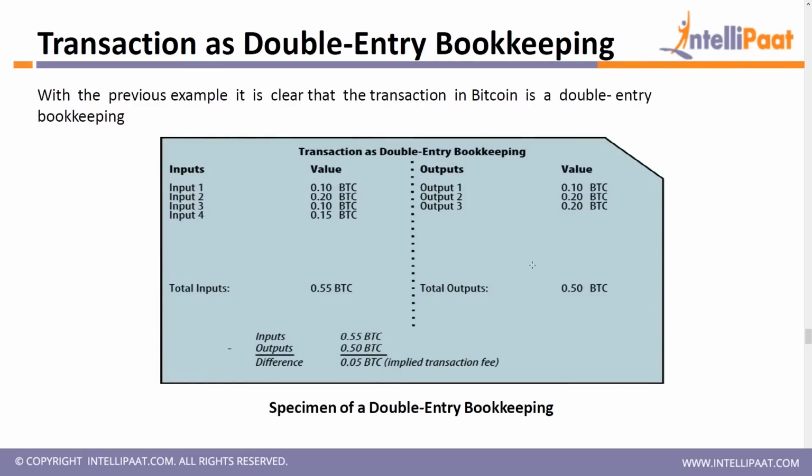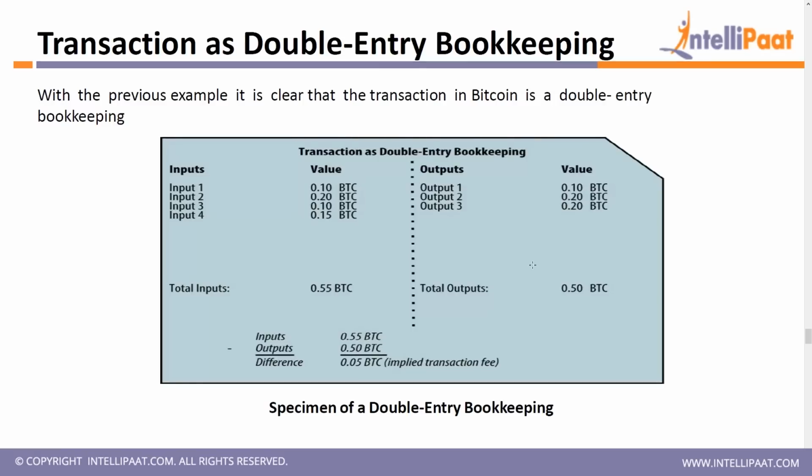Transaction as double entry bookkeeping. With the previous example, it is clear that the transaction in Bitcoin is a double entry bookkeeping. How? Let's see in the given diagram. This is a specimen of a double entry bookkeeping. You got inputs, you got outputs. So you have entry for both in form of bookkeeping.